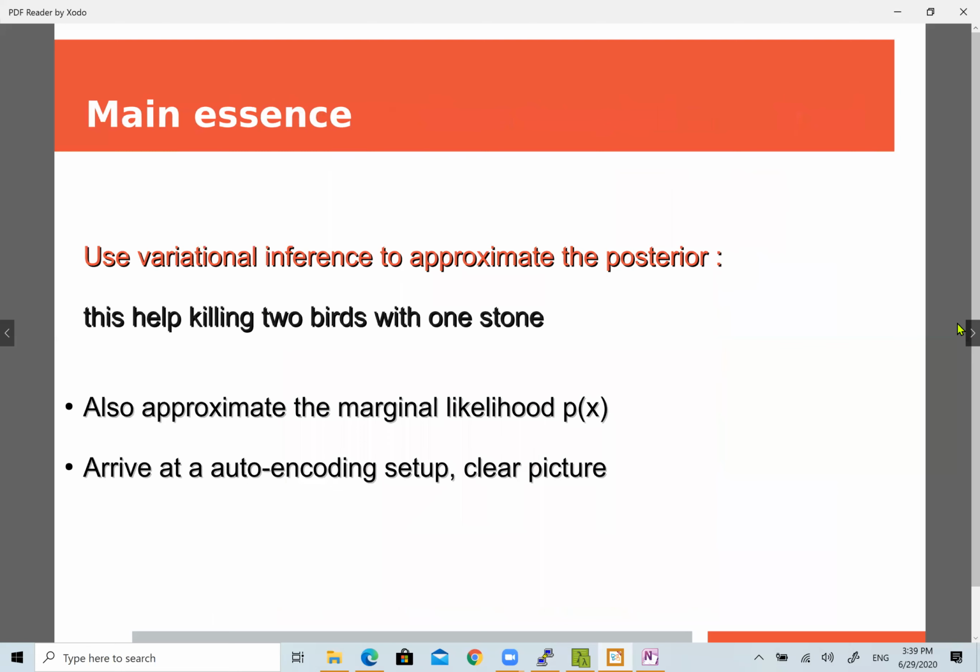Okay, so now let's summarize. Here, the variational autoencoder is a variational inference method. And the main job it's doing is using variational inference to approximate the posterior. By derivation, we say that doing this can help kill two birds with one stone, right? One of the birds is that we are trying to maximize the model's log likelihood, the log p theta of x. And the other is that we're trying to find a better approximation for our posterior, right? So this in the end will arrive at an autoencoding setup. That's why we call it variational autoencoder, because we have an encoder part and a decoder part.